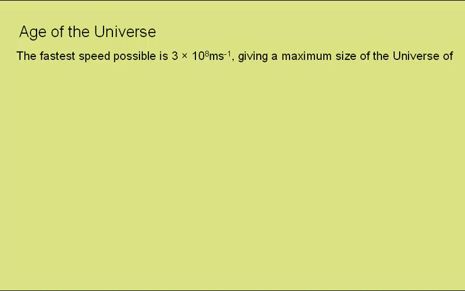To find the maximum size of the universe, well, rearranging Hubble's law, we find that d, the maximum size of the universe, will equal recession velocity of the speed of light over the Hubble's constant. Putting in the figures, we've got 3 times 10 to the 8 meters per second as our maximum recession velocity, and our best estimate of Hubble's constant of 65,000 meters per second per megaparsec. This gives a figure of 4,600 megaparsecs.